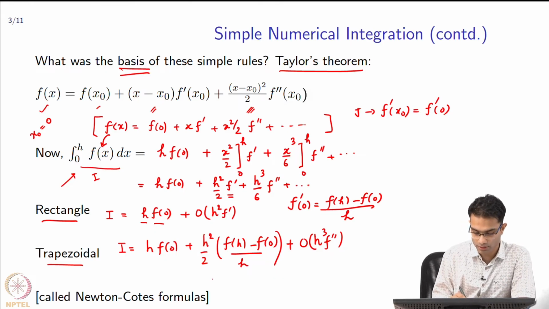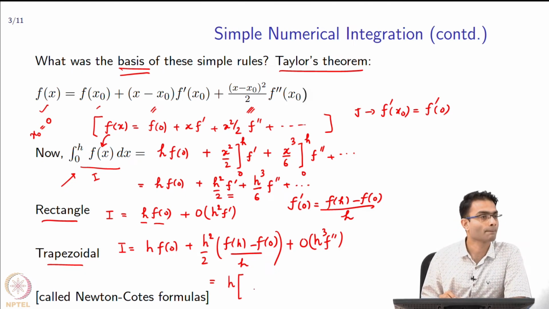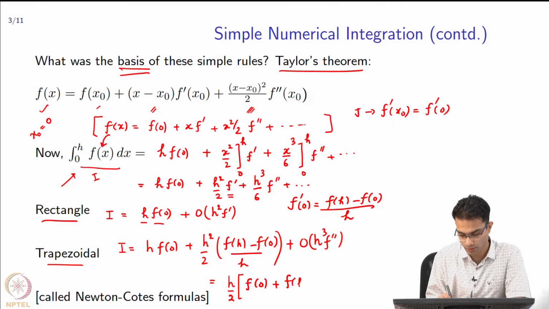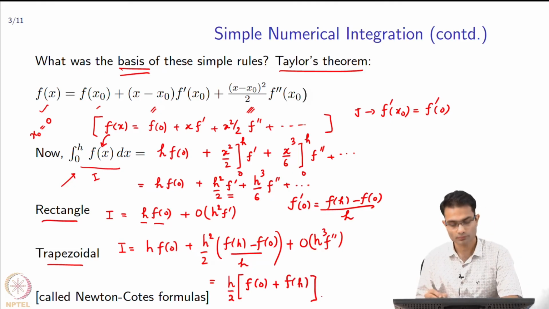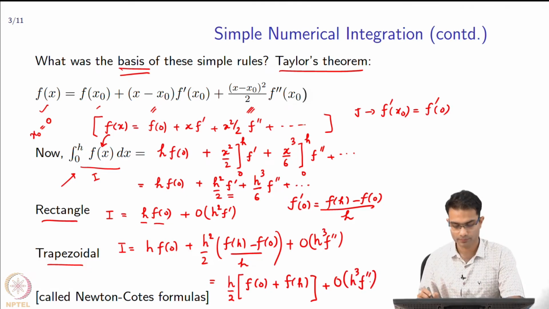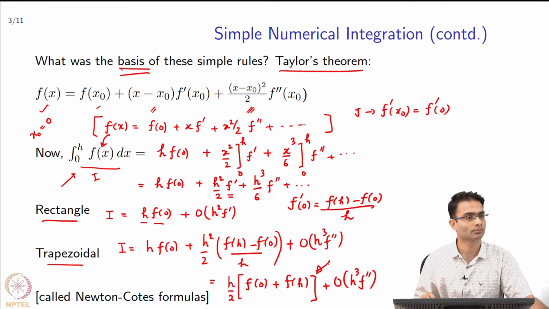So, this thing will simplify, one h will get cancelled. What am I going to get? So h I can take common. What is the coefficient of f naught? Half. And what is the coefficient of f h? Half, right. So, I can take that 2 outside. I am going to get h by 2 times f of 0 plus f of h plus order h cube f double prime. So, does not this look exactly like your trapezoidal rule, right?